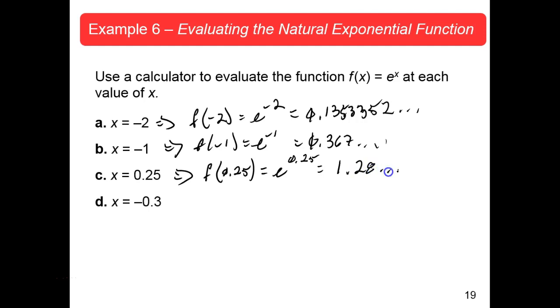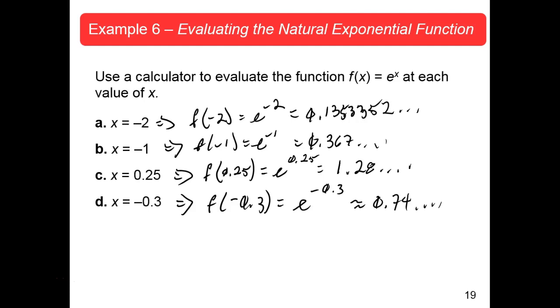1.28, okay? And if x is equal to -0.3, that would be f of -0.3. That would be e to the -0.3, and this would be something about 0.5 or 6? 0.74. 0.74. Okay, good deal.